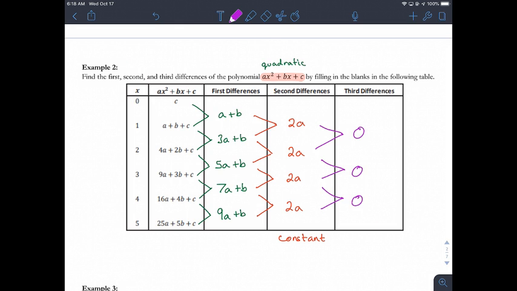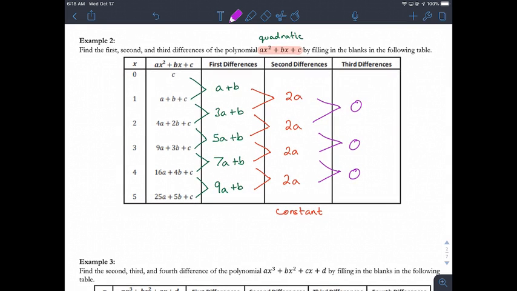So this table, since we're using a generic quadratic polynomial, is describing all quadratic polynomials. So anything in this table is also true for every single possible quadratic polynomial. So we can say that if the second difference is constant, the function is quadratic.